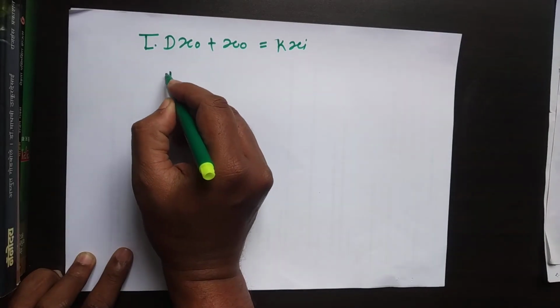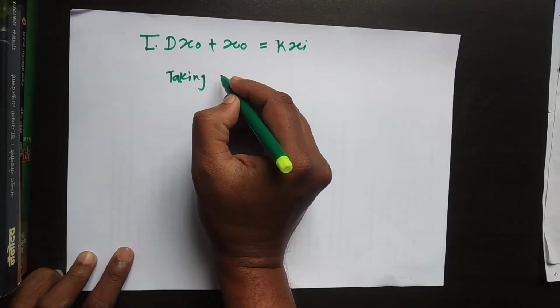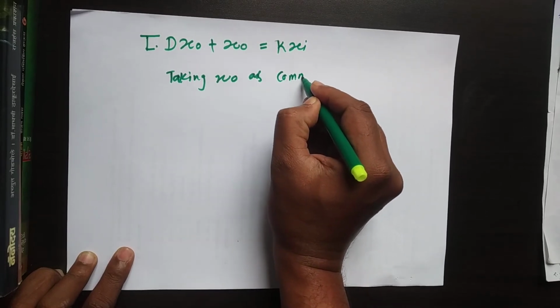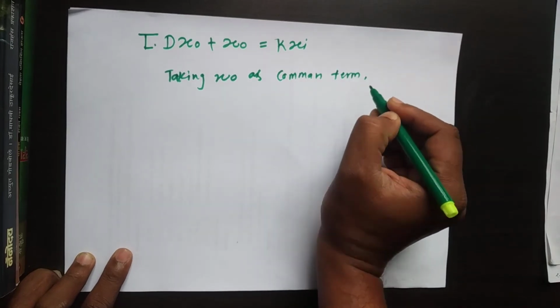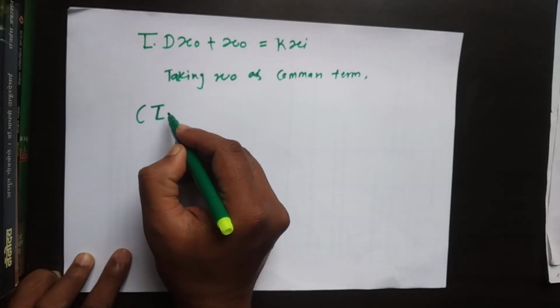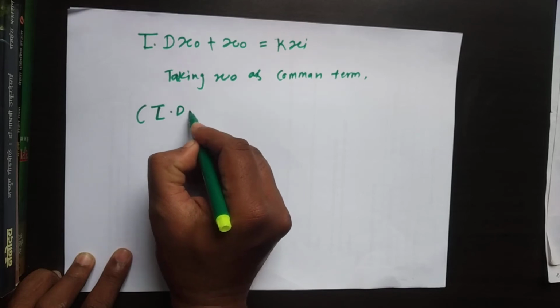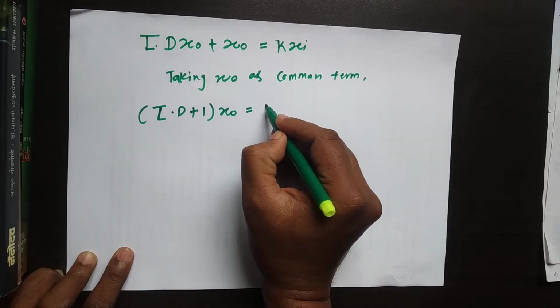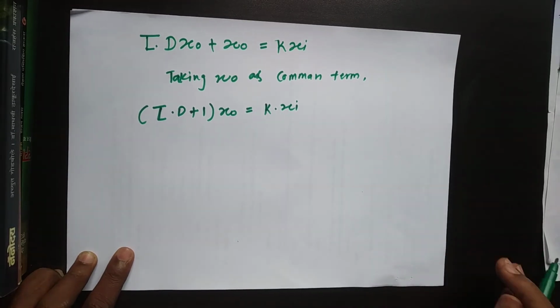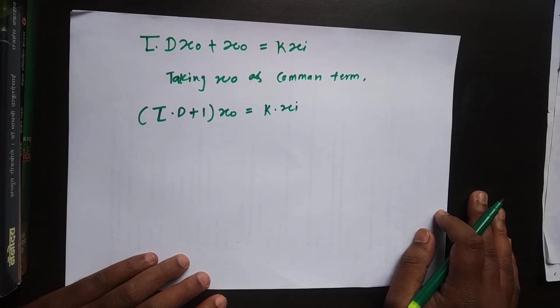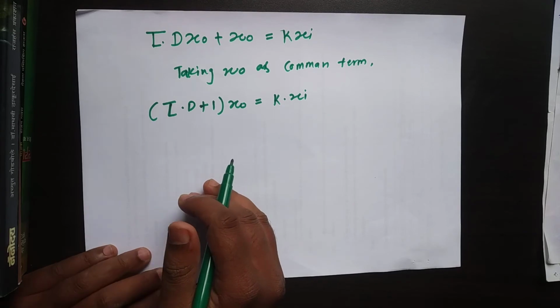By taking x0 as a common term, we get the equation like this: tau D plus 1, multiplied by x0, equals K xi. Now we have to get the transfer function of the above equation.